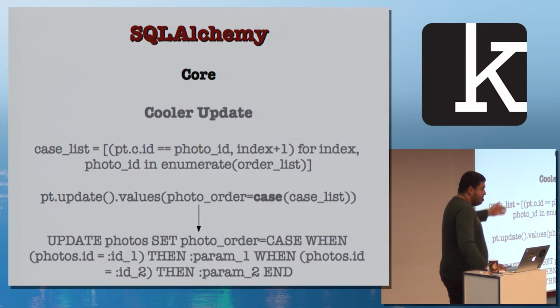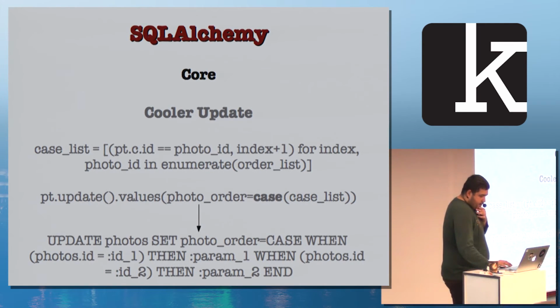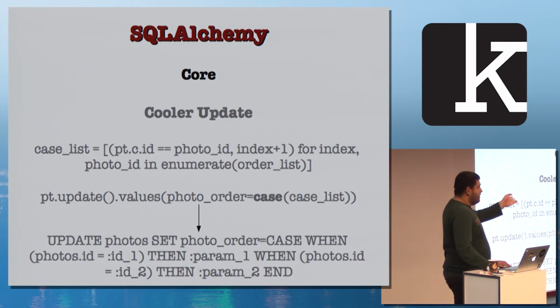We have an order list, which is an array. This is an imaginary array, by the way. Let's say it has 3 values, 1, 5, and 8. We generate a case list. Is anyone familiar with the case when statement in SQL? Okay. So, the case when statement is used in the update operations. And it's basically a way to say when the condition is met, use this value for this column. So we are going to update the photo order. Let's say we have a photos table. We are going to update the photo order and we have 3 items in our order list, and the photo with the ID 1 will be the first, 5 will be the second, and 8 will be the third.